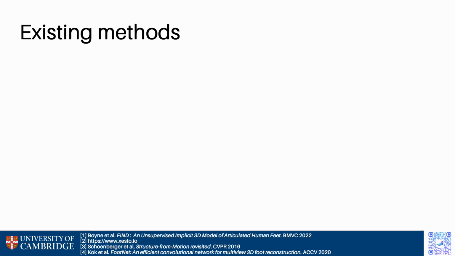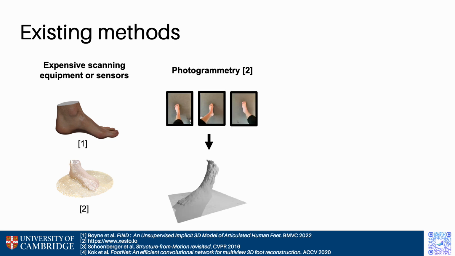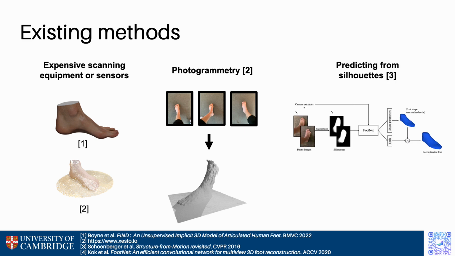Existing methods for foot reconstruction fall into three categories. Some require either expensive scanning equipment or mobile phone sensors that are not available on all devices and are often tricky to use. Others use photogrammetry, recovery of shape from a large number of input images, that uses no prior knowledge of foot geometry when reconstructing. Finally, some approaches attempt to directly predict foot geometry from silhouettes. This loses a large amount of information from the images, as the occluding contour is the only useful information provided by each view.